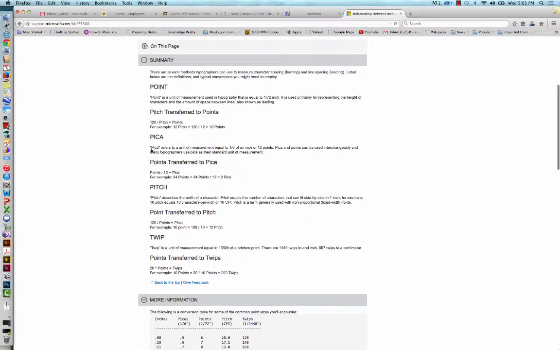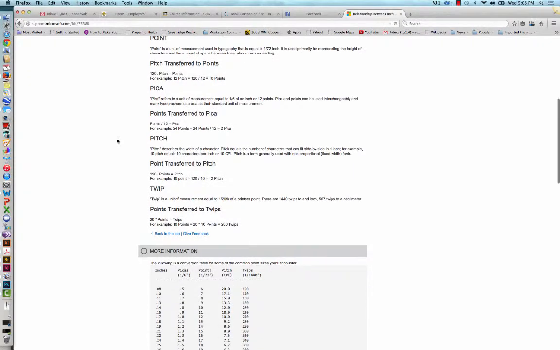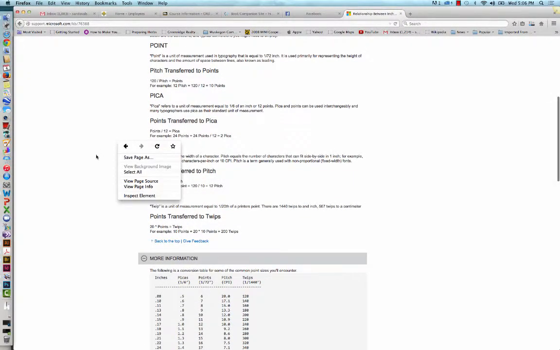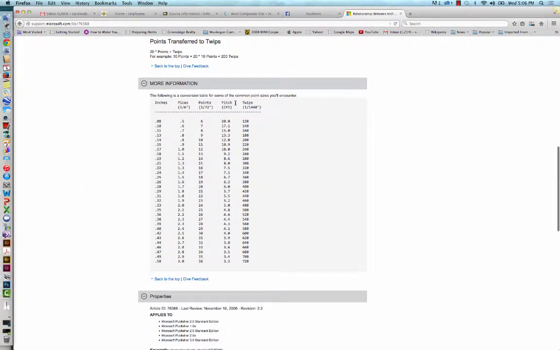So for example, as indicated here, points divided by 12 equals a pica. If it's 24 points, points divided by 12 equals 2 picas. And again, pitch is not something, as we mentioned earlier, that we work with on a regular basis, so I'm not going to waste your time going over that. Here is a table for some common point sizes that you will encounter. So if you look at the number of points, remember these are like an 18-point type. In picas, that would measure 1.5 or 1/4 of an inch.